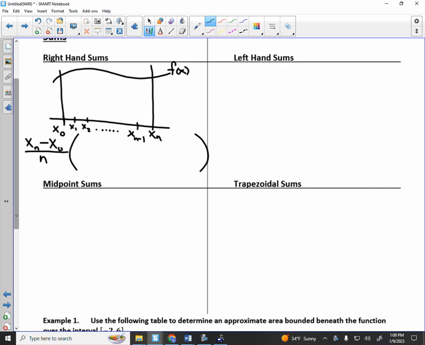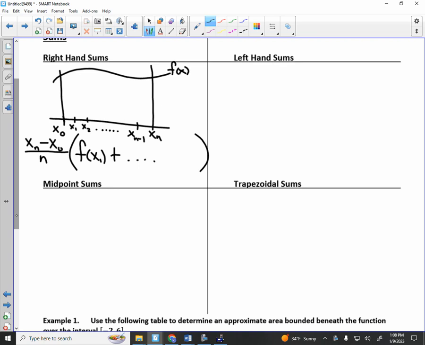So again, we're doing right hand. So our first rectangle would be from x sub 0 to x sub 1. Where do you evaluate the height of your first rectangle? Do you evaluate it at x sub 0 or at x sub 1? X sub 1. So you would take x sub 1 and type it into the function. F of x sub 1 plus dot, dot, dot. What would be the last thing you would plug in as you evaluate your height? F of x sub n minus 1. Yeah.